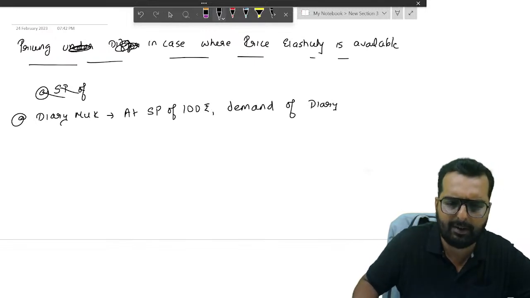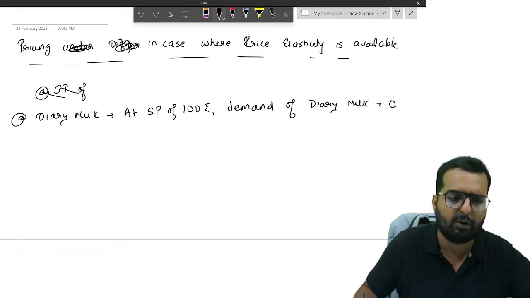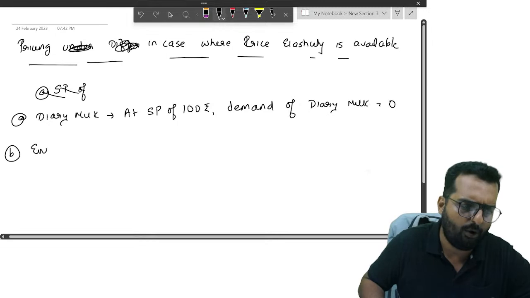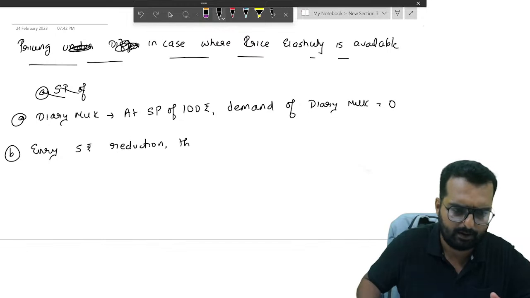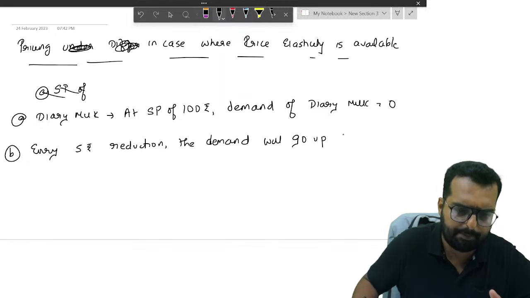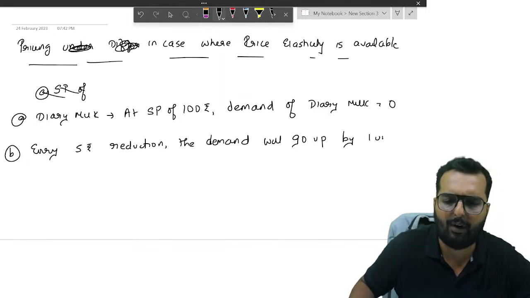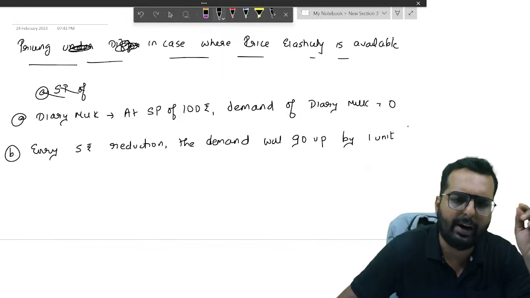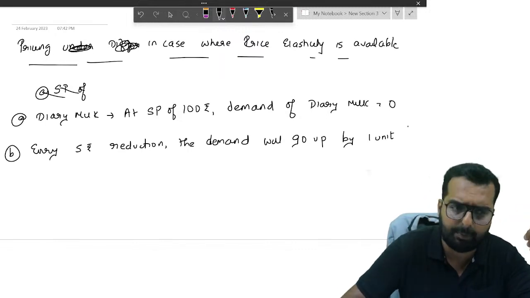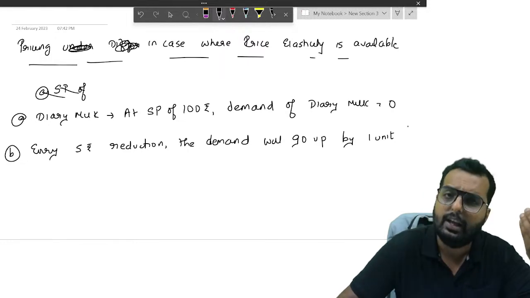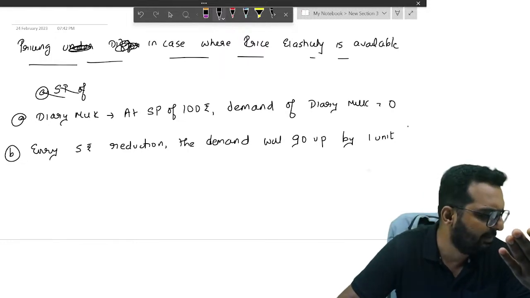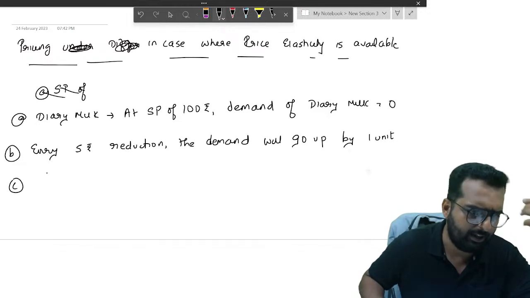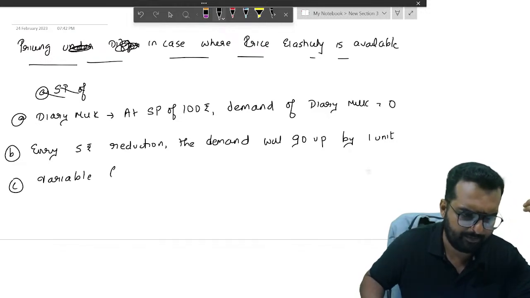So nobody will buy Dairy Milk if the price of the chocolate is 100. But what they say is for every 5 rupee reduction, the demand will go up by, let us say, 1 unit. The moment I reduce the selling price to 95 rupees, they will sell 1 Dairy Milk chocolate. If I bring it down to 90 rupees, they will sell 2. Am I right? Now, point C, let us assume the variable cost is 60.